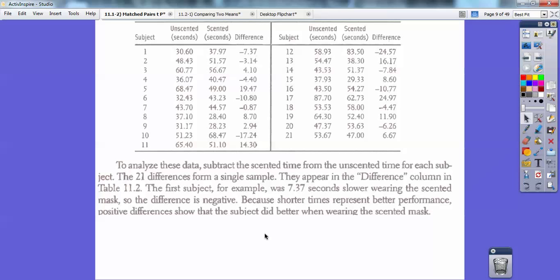Now, if I had time in class, I would have us list all of the unscented in list one, all of the scented in list two, and then list three, we define it as list one minus list two, and all of a sudden these would pop up in list three. And then we do all our statistics off of list three, but we don't have time right now.